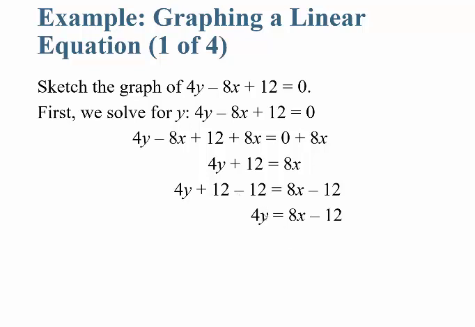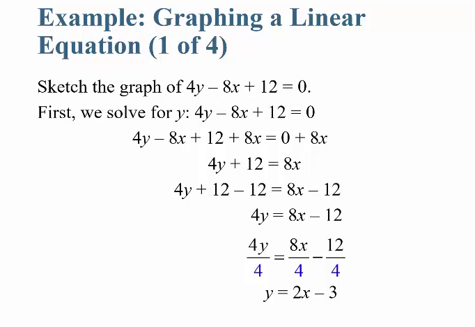Now I've got this 4 in front of the y. So what I do is I divide everything by 4 to get rid of it. And if you notice, 8 divided by 4 is 2. 12 divided by 4 is 3. 4 divided by 4, they just cancel each other out. And you're just left with y is equal to 2x minus 3.